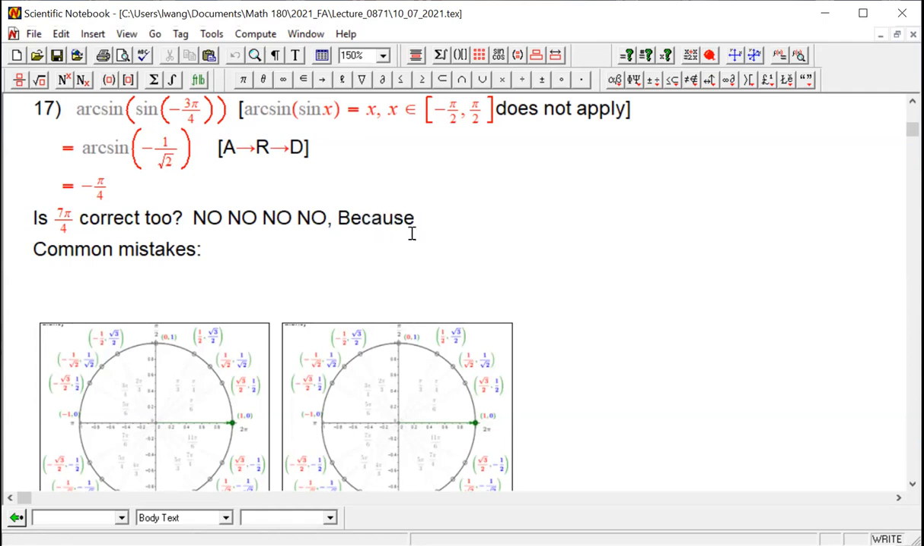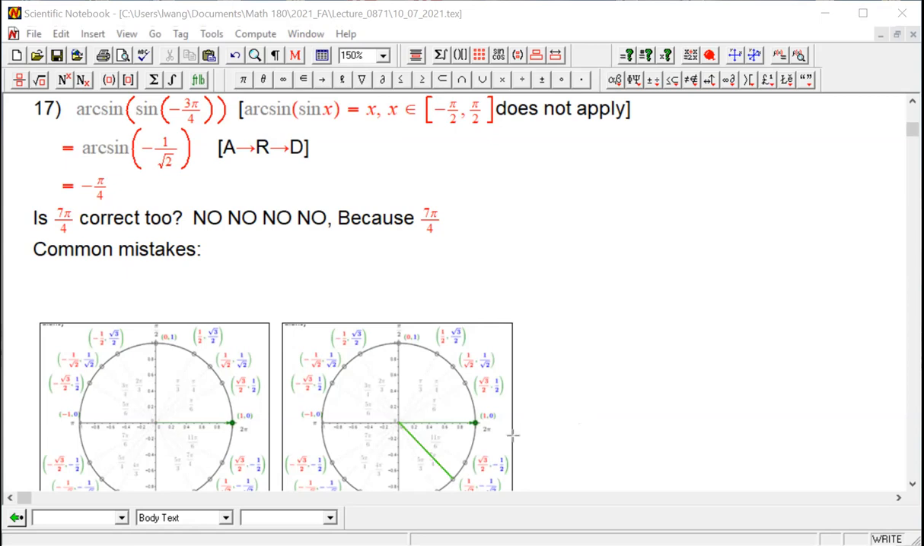Because 7 pi over 4, even though it terminates in the same place. Remember, your angle in the ArcSine case can only be measured from here up to there, or from there down to there. That's negative pi over 2 to positive pi over 2. If you do 7 pi over 4, you're invading the no-flight zone. That's a no-no.